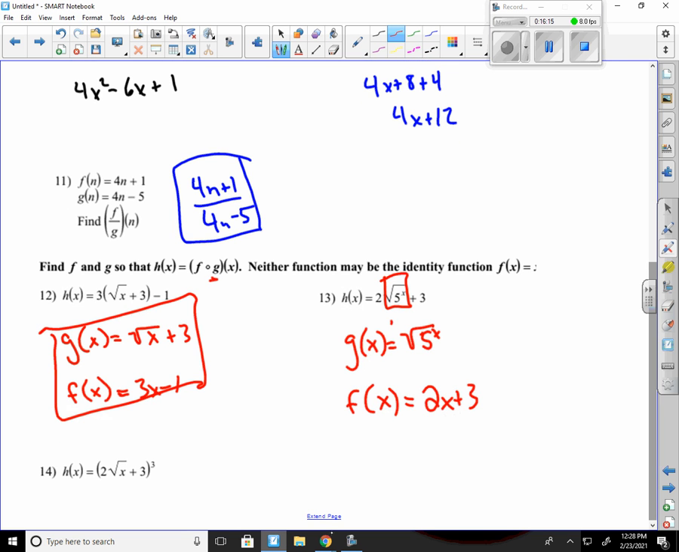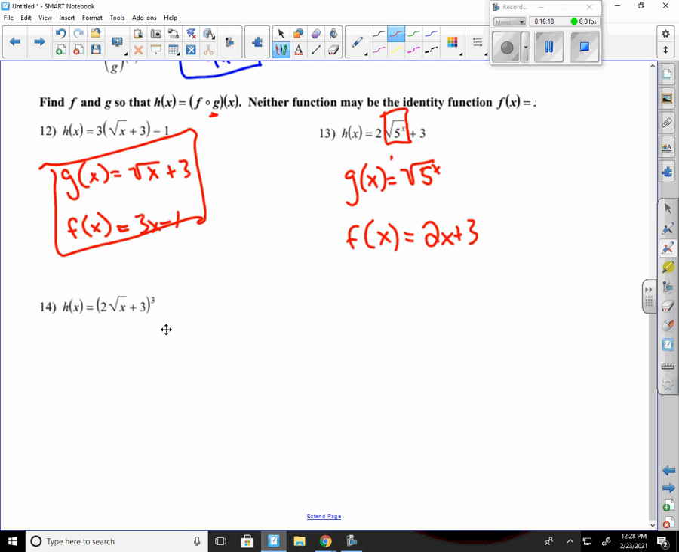And last one, which part looks to be separate? I think all of that is in parentheses. So that's probably what was plugged into my other equation. So g of x equals 2 root x plus 3, and f of x equals x to the third. Yes, you can.